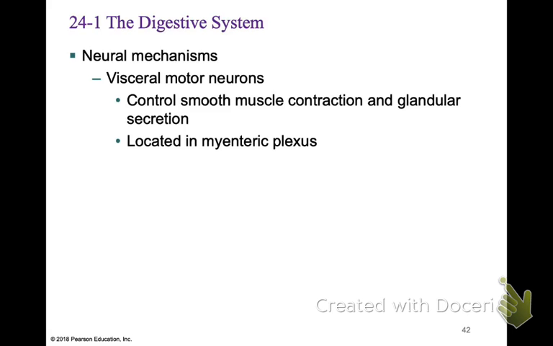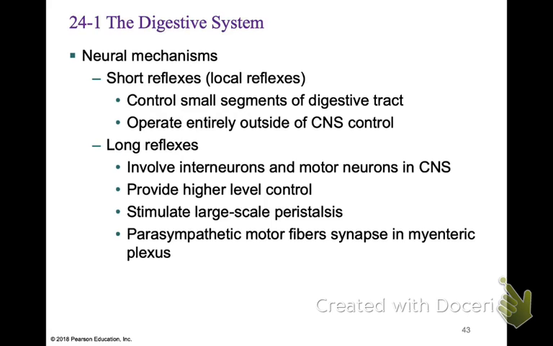All right, so our neural mechanisms include mostly parasympathetic, but also these localized visceral motor neurons that are going to do some local control. We've got the myenteric plexus to control muscular contraction, and we have the submucosal plexus to control glandular secretion. We have two kinds of neural mechanisms, the short reflexes and the long reflexes. Short reflexes are part of what we call the enteric nervous system. They're just that local reflex arc that doesn't even go as far as the spinal cord, let alone the brain.